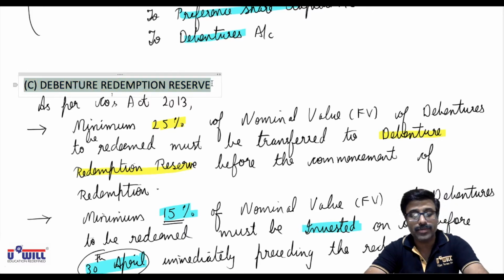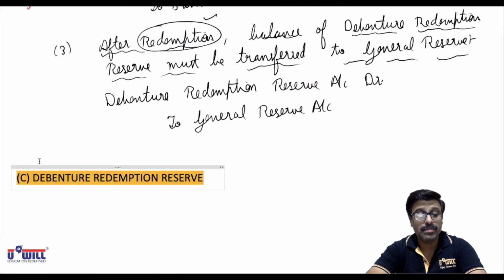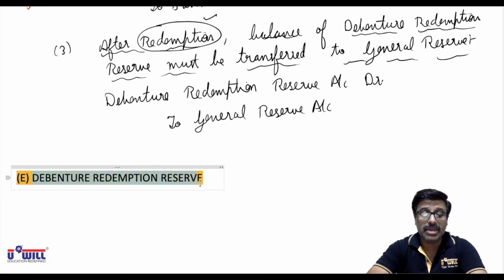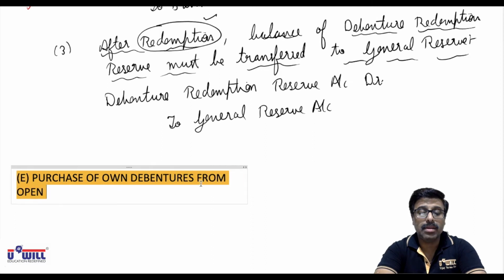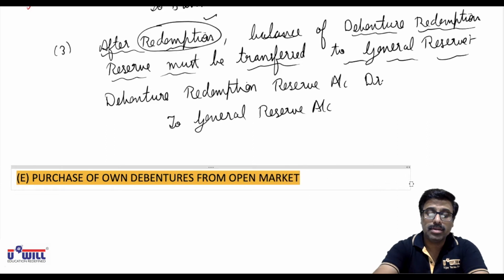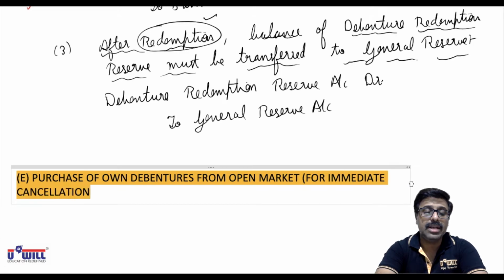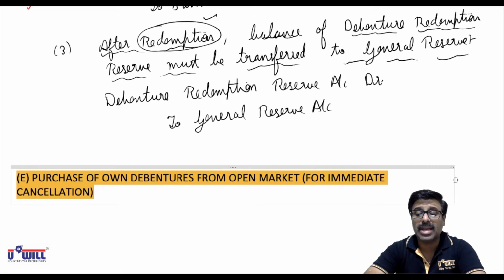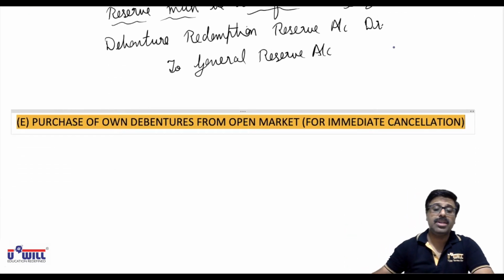Give the heading, every one of you. Point number E, purchase of own debentures from open market. And in bracket you all mention for immediate cancellation. For immediate cancellation means you purchase the debentures and you cancel your own old debentures issued. So no more liability remains from the company's point of view.